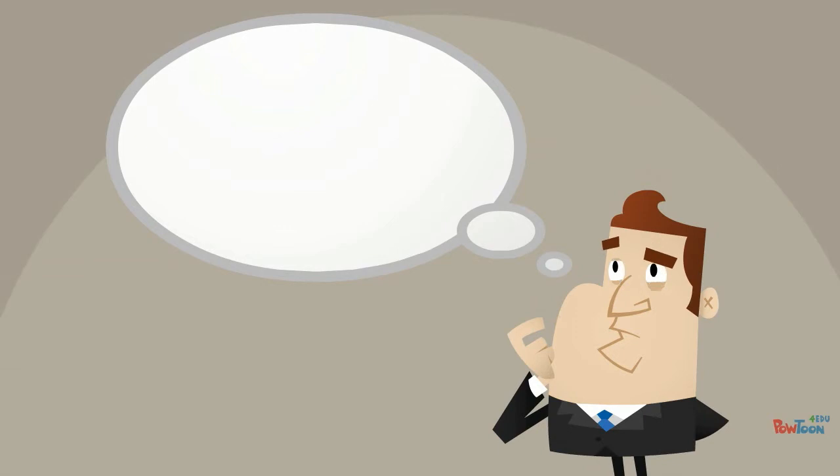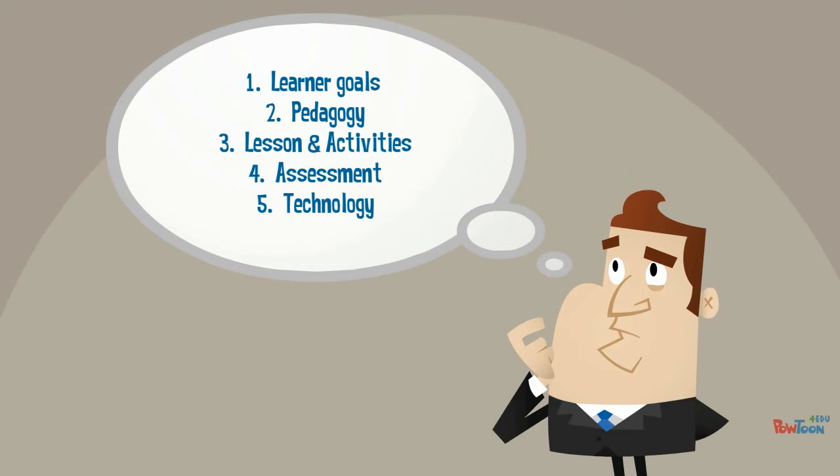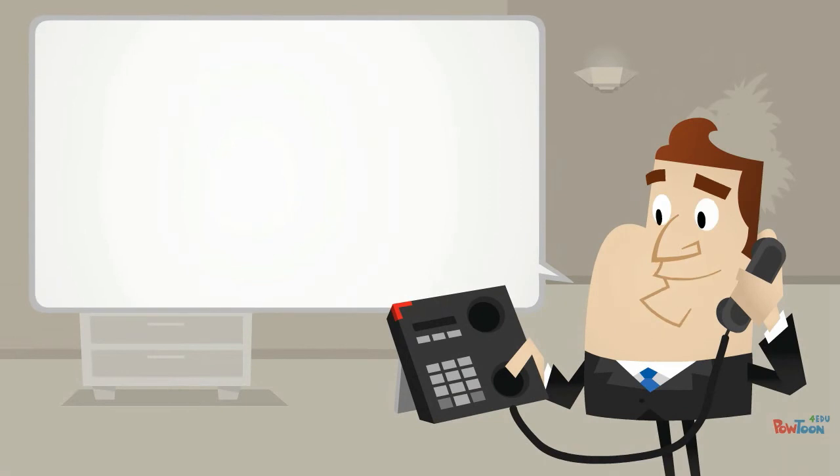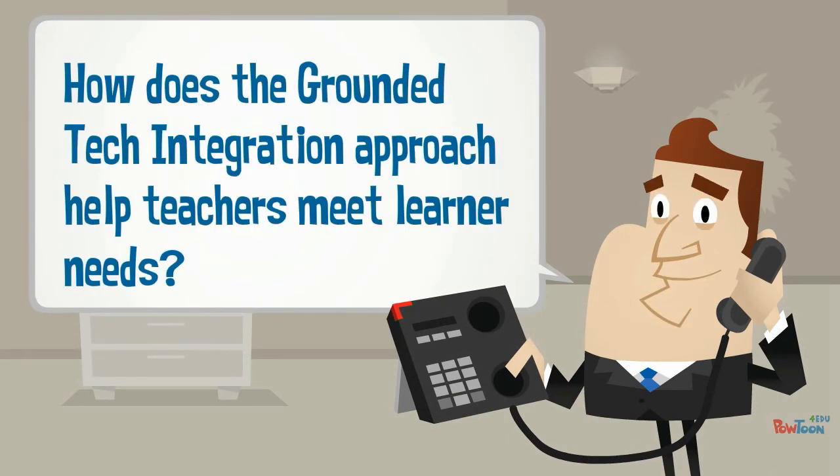Harrison and Hofer outlined the grounded tech integration process that includes 5 stages for planning. 1. Establish learner goals. 2. Make pedagogical decisions. 3. Define lesson and activity types. 4. Clarify assessment strategies. And 5. Select technology tools and resources. This grounded tech integration approach supports the call to action, considers striving learners' needs, honors what we know about learning, allows for tool affordance evaluation, and facilitates transformative integration with a focus on the 4 C's.